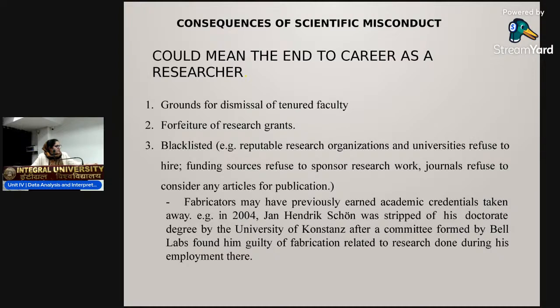For example, in 2004, Schön was stripped of his doctoral degree by the University of Konstanz after a committee formed by Bell Labs found him guilty of fabrication related to research done during his employment there. So this person lost the tenure faculty position. It's a real case. And there are many other real cases that have been adding on to the list.